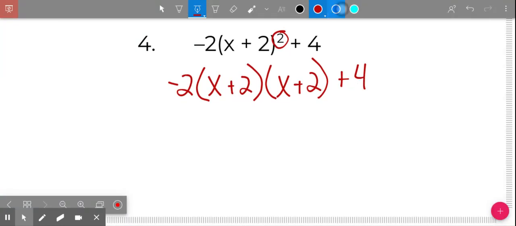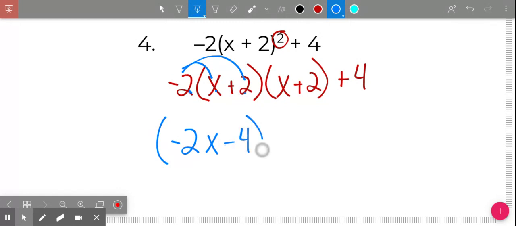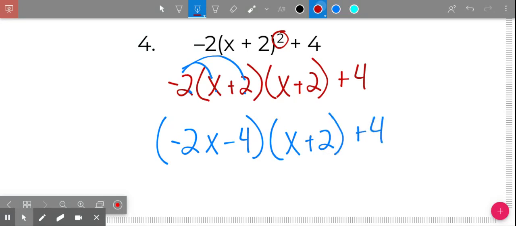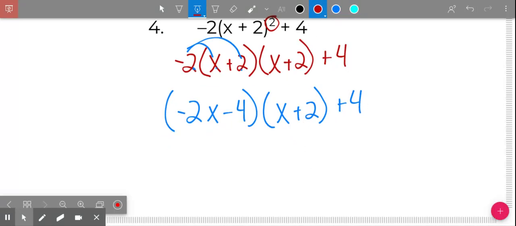From here, we're going to distribute the negative 2. So that'll give me negative 2 times x gives me negative 2x. Negative 2 times 2 gives me negative 4. Now I just bring down the rest of the problem. Now from here, we have to distribute all of this stuff together. So the negative 2x, and then we'll distribute the negative 4.